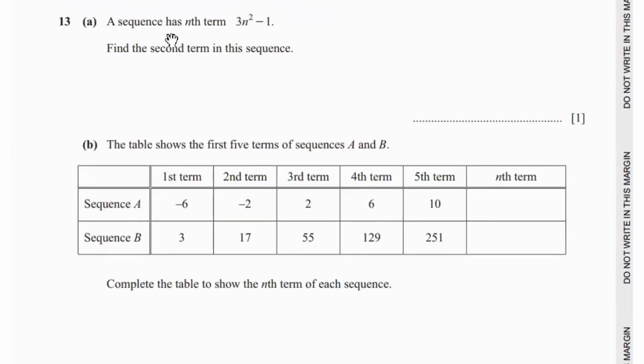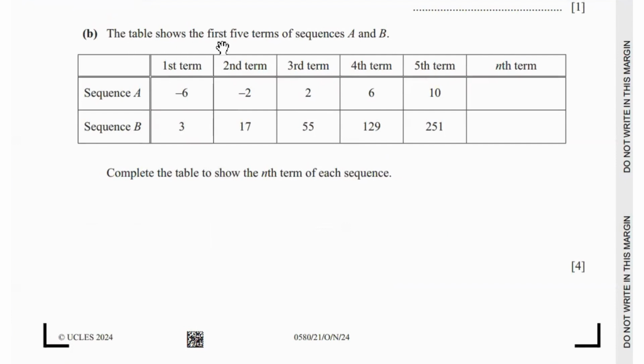Question 13 says a sequence has nth term of 3n squared minus 1. Find the second term in the sequence. So to find the second term, we will put n equals 2 in the equation. So 3 times 2 squared minus 1. 3 times 4 minus 1, which is 11.